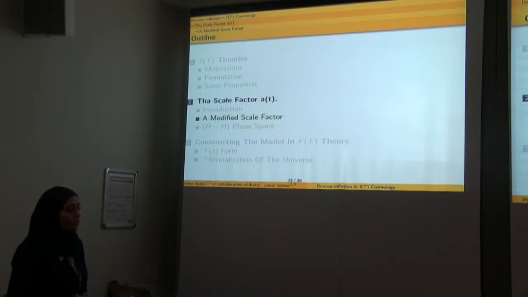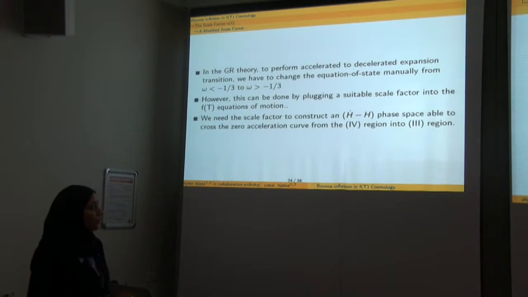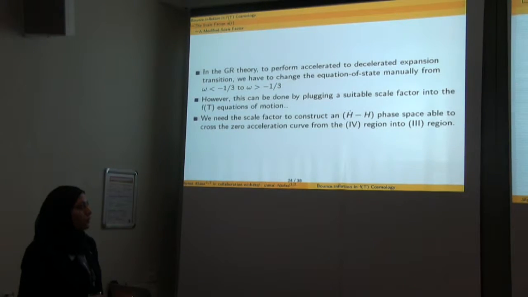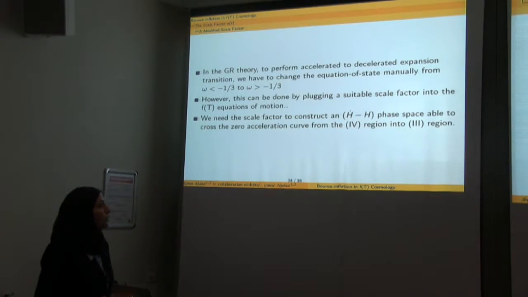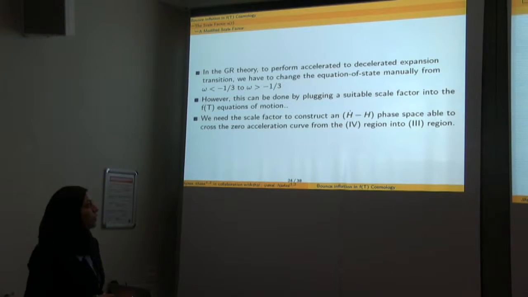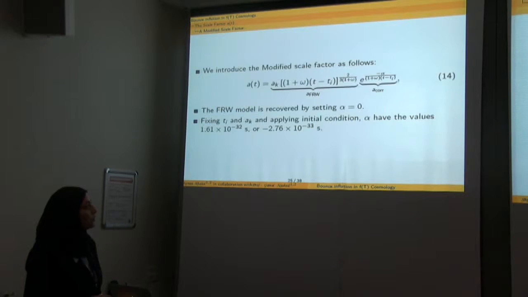Okay, and define the scale factor. First, in GR, to transition from a decelerated to accelerated expansion, we have to change omega from this value to this value. This is manual, but in f(T) we can choose a modified scale factor to do this. We need the scale factor to construct an H-Ḣ phase space for this model to be able to transition from decelerated to accelerated to decelerated.